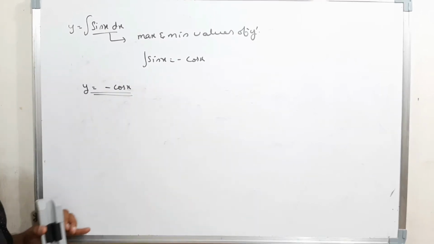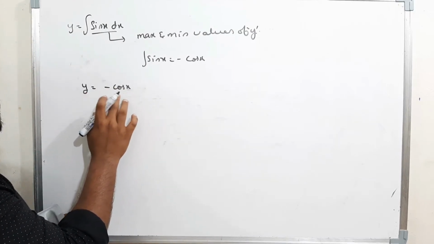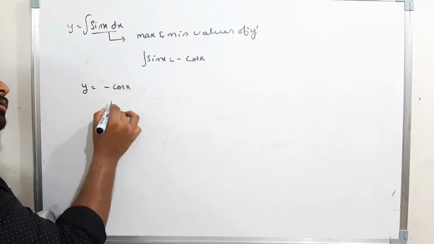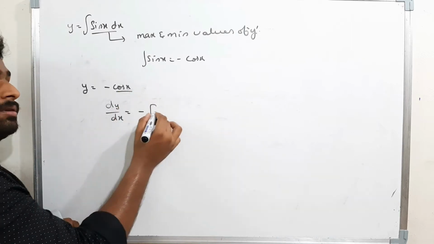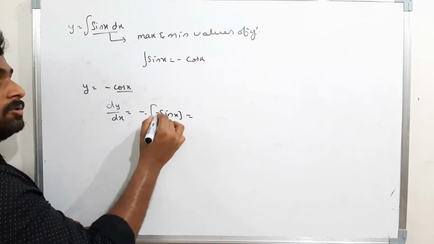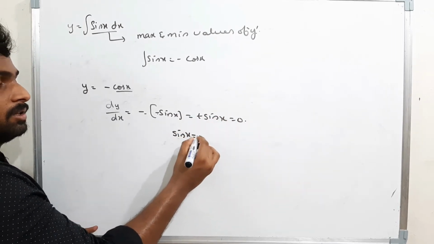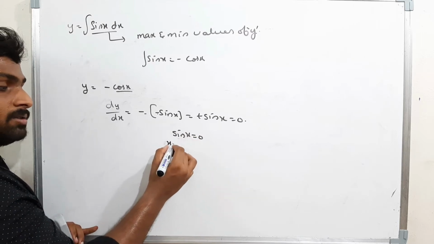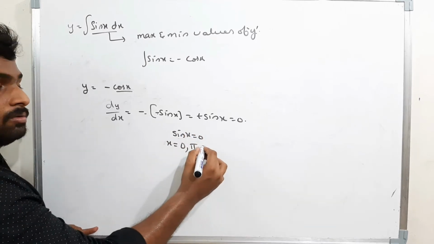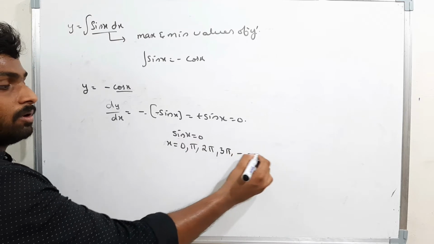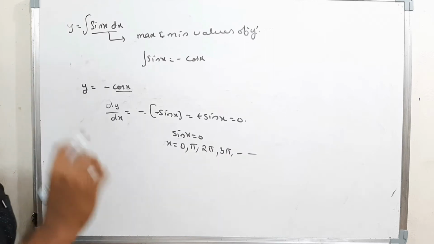This is the curve. Now where this curve will be having maximum and minimum values, first of all you have to find it. dy by dx is nothing but minus into cos x. What is the differentiation of cos x? Minus sin x. That is nothing but minus into minus, plus sin x. It has to become 0. Therefore sin x is nothing but 0. Where will sin be 0? When x is equal to 0, and when x is equal to pi, and when x is equal to 2 pi, when x is equal to 3 pi, and so on.